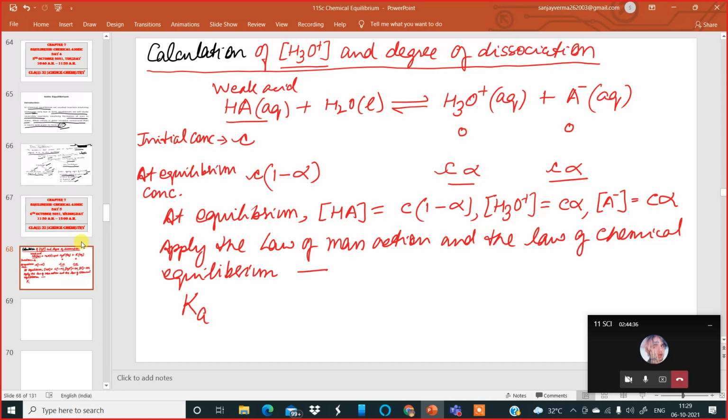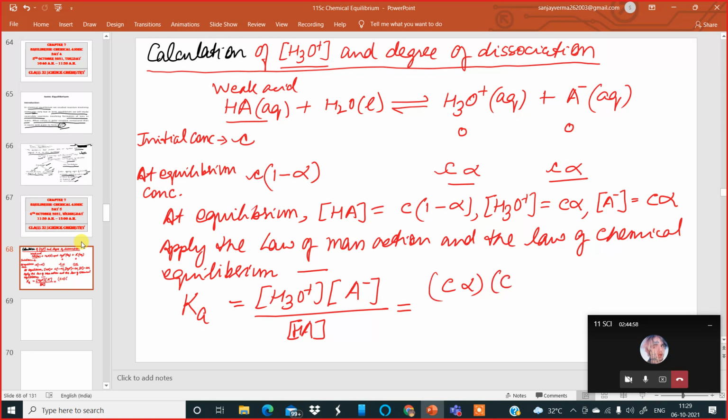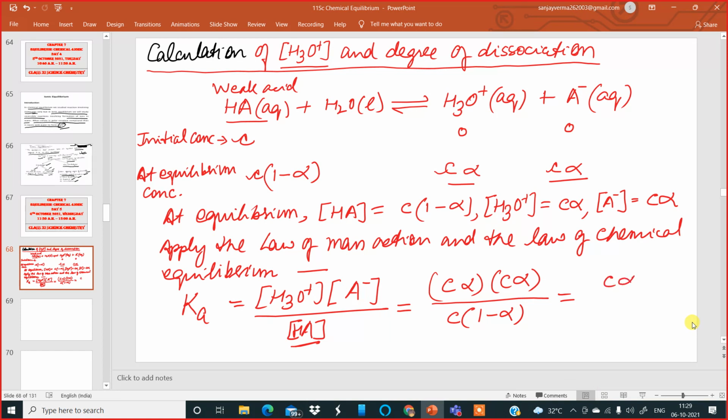The dissociation constant of the acid will be equal to the concentration of hydronium ions multiplied by the concentration of the conjugate base divided by the concentration of the weak acid, that is HA. Now substituting the values of the concentration, for hydronium ions it is c alpha, for conjugate base it is again c alpha, divided by the concentration of the acid, which is c into 1 minus alpha. Now if we simplify this, one c will cancel, so we will get c alpha square divided by 1 minus alpha.